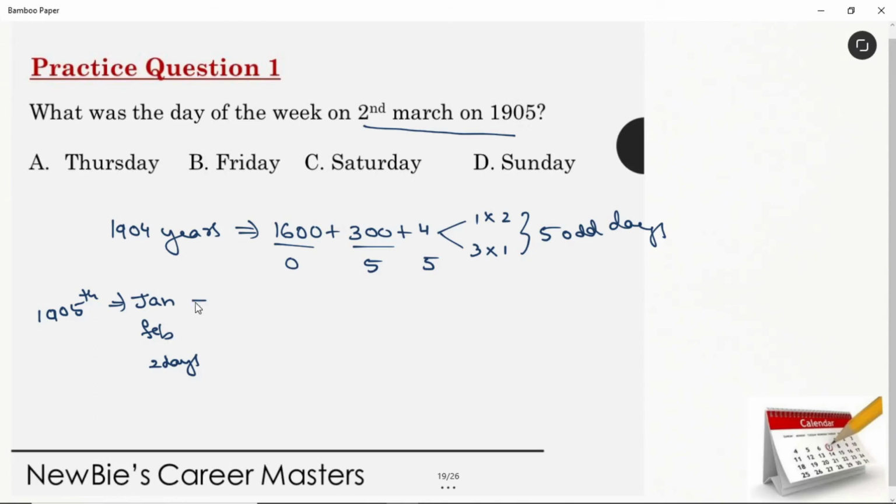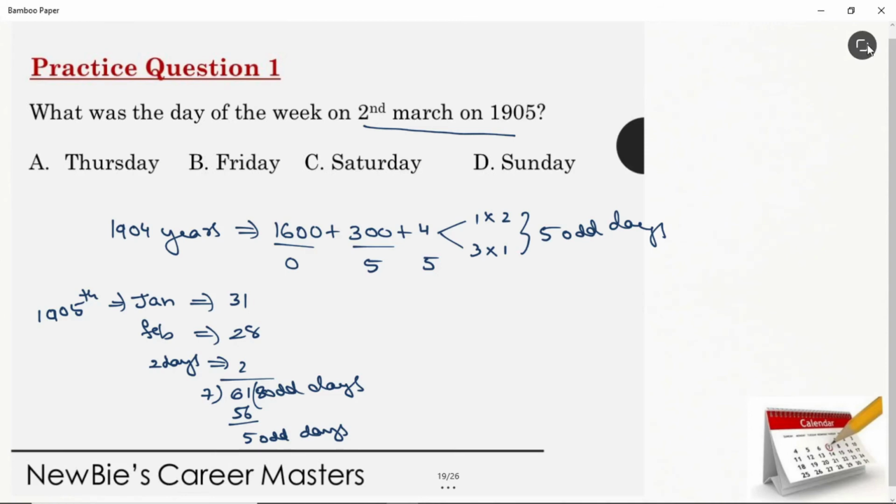Okay. See, Jan, 31 days are completed. In Feb, since 1905 is an ordinary year, Feb will have 28 days. Correct. March, we know only 2 days are completed. So, take the sum. 61 is the sum. Correct. 61 odd days. Okay. We know odd days should be remainders of 7. How can you reduce this? Take 7, divide 61 by 7. 8 sevens are 56. 5 odd days.